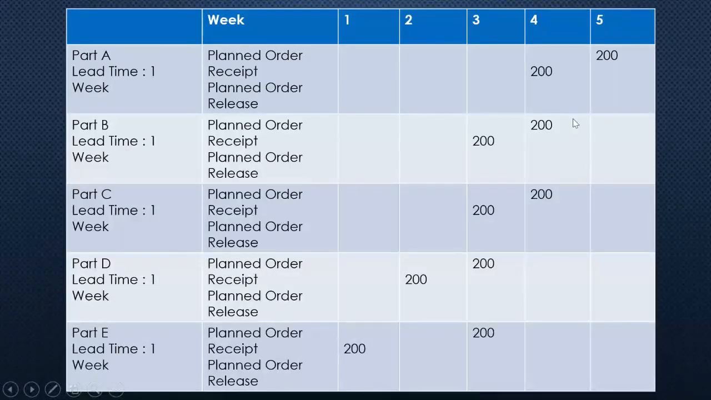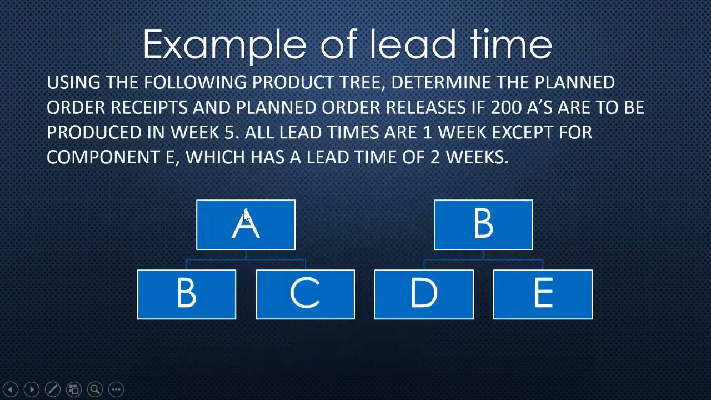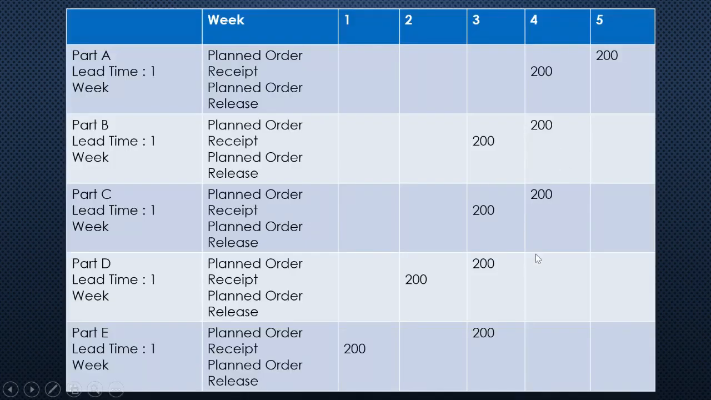So if under B, we need to have an order in week 4. We need to get a unit in week 4, and part C also needs to get it in week 4 because it corresponds to A. So B and C correspond together with A. So you need to place an order 1 week ahead.